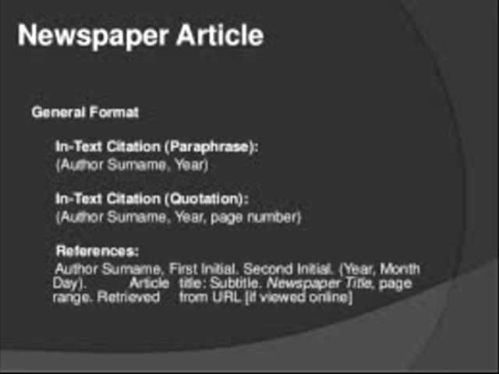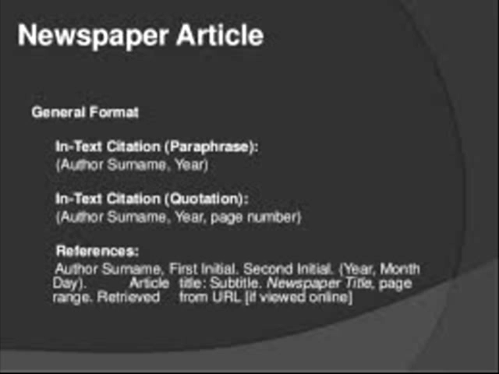For a newspaper article, you can look at how to cite it. For in-text citation: author surname, year. For quotations: author surname, year, page number. Reference: author surname, first initial, second initial, year, month, day, article title, subtitle, newspaper title, page range, and retrieved from.